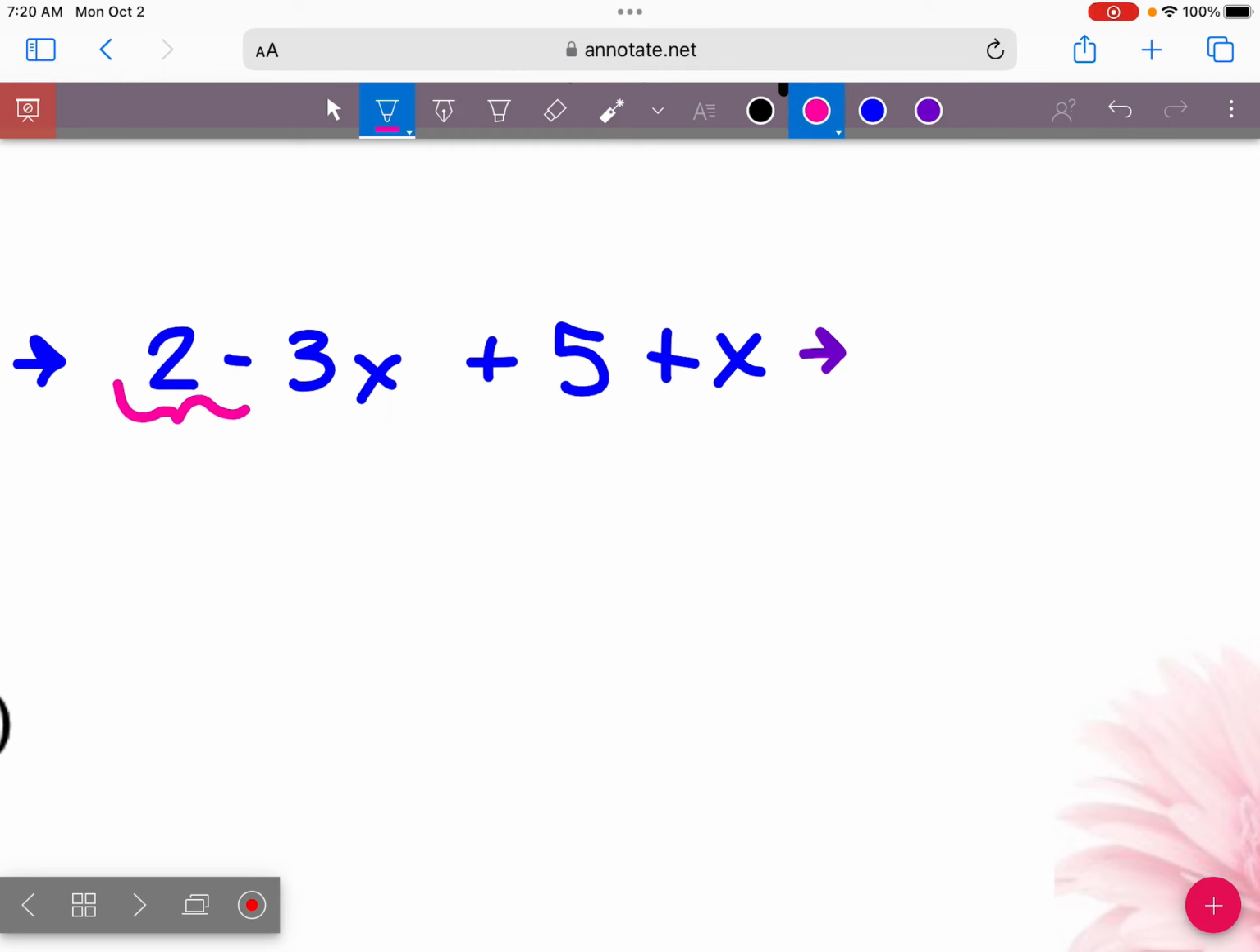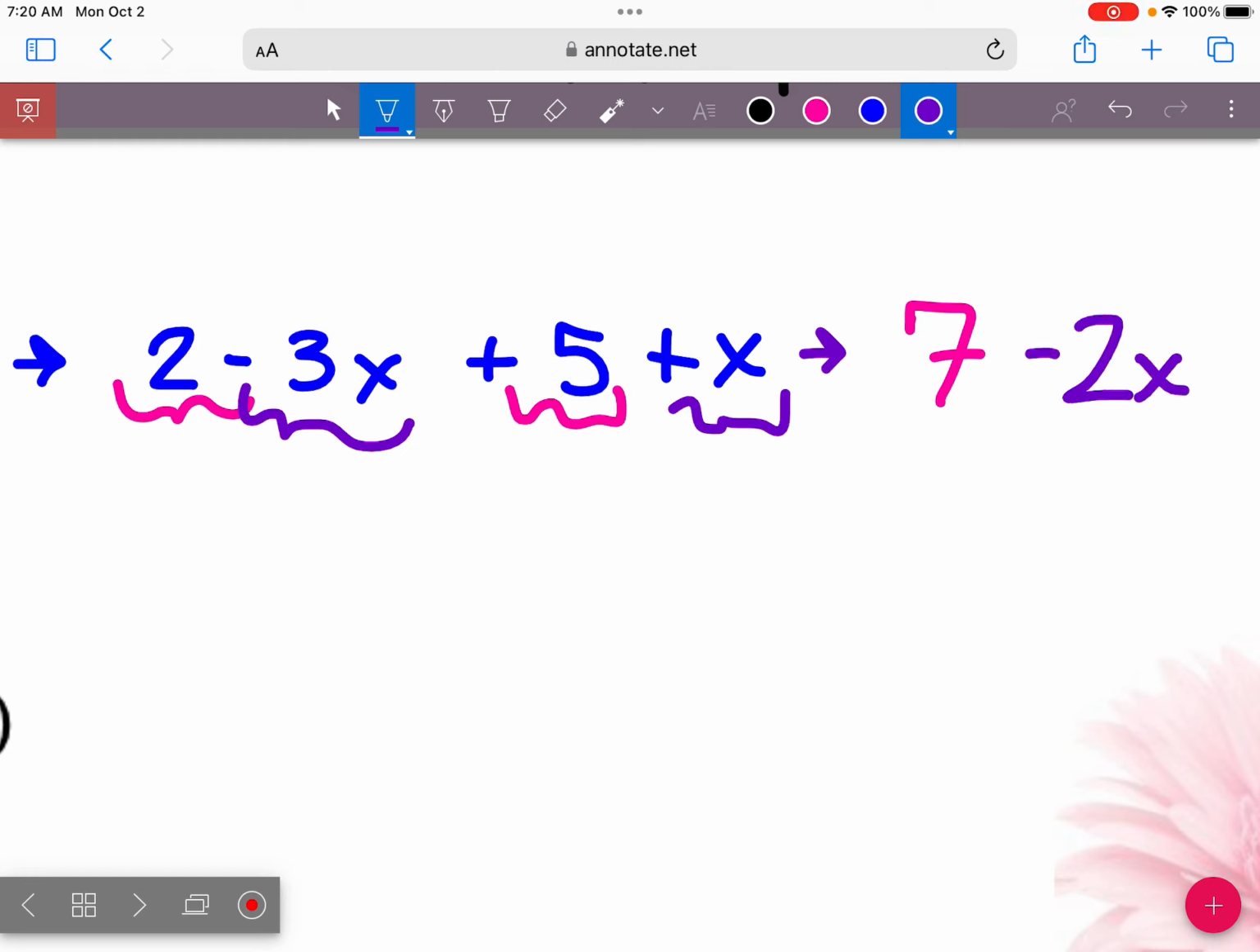I've got the 2 and the 5. We've got a positive 2, positive 5. That's going to give us 7. And I have minus 3x and plus 1x. So minus 2x. I will make those brackets unsquiggly because I feel like that's bad. There we go. That's easier to read. Okay, so it's just combining like terms.